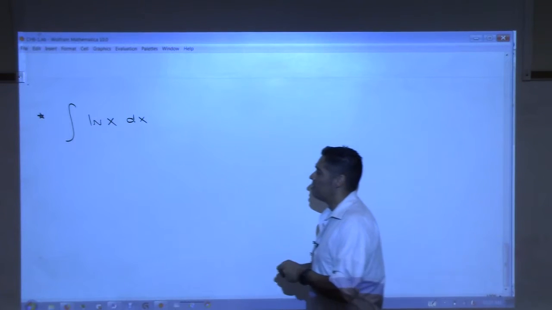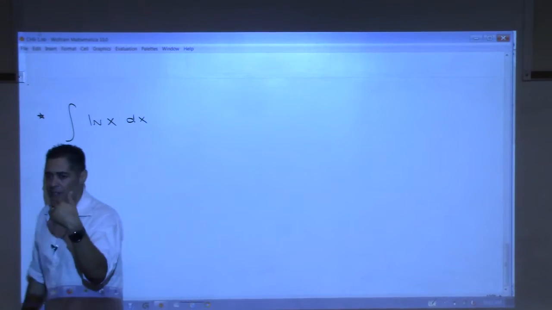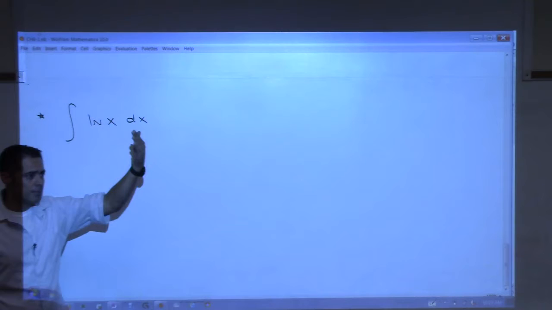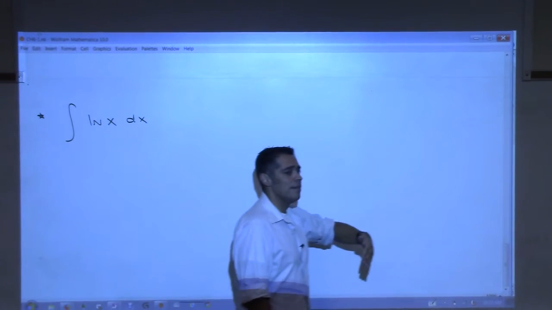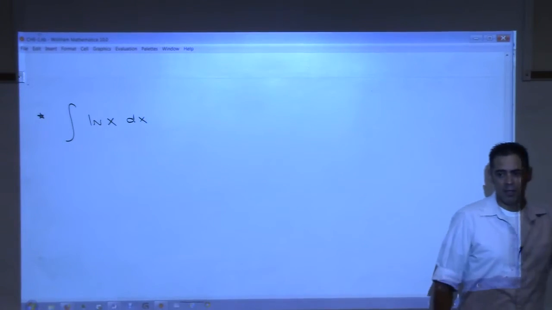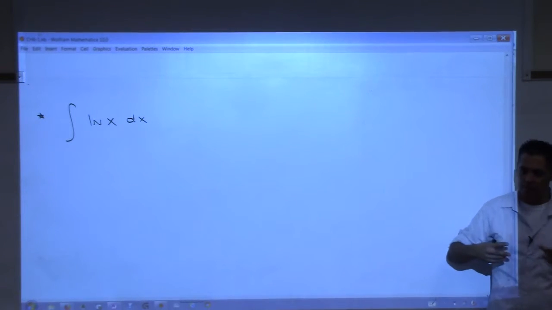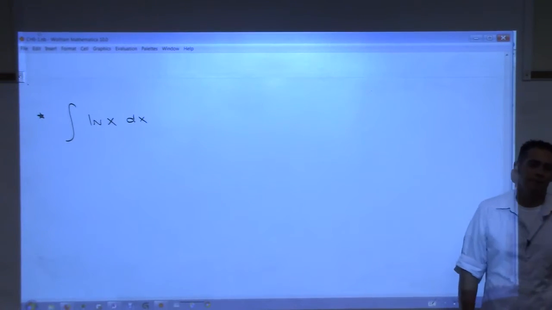We all know what the antiderivative of e to the x is, right? It's itself. But what's the antiderivative of natural log x? We know the derivative of it is 1 over x, but what's its antiderivative?